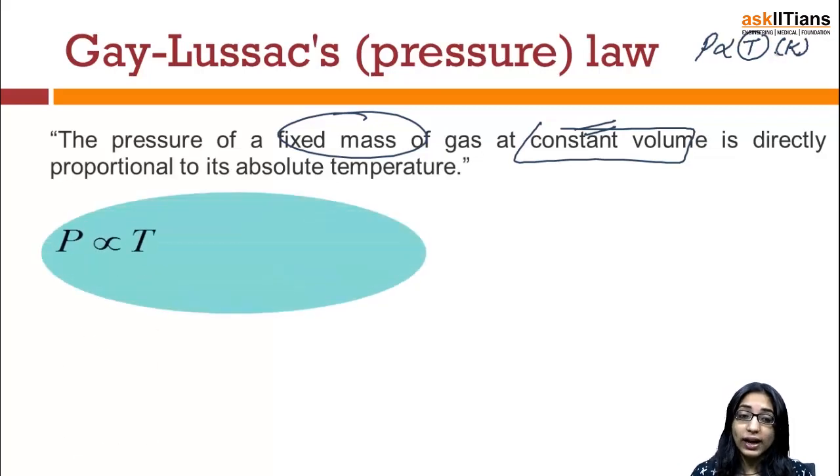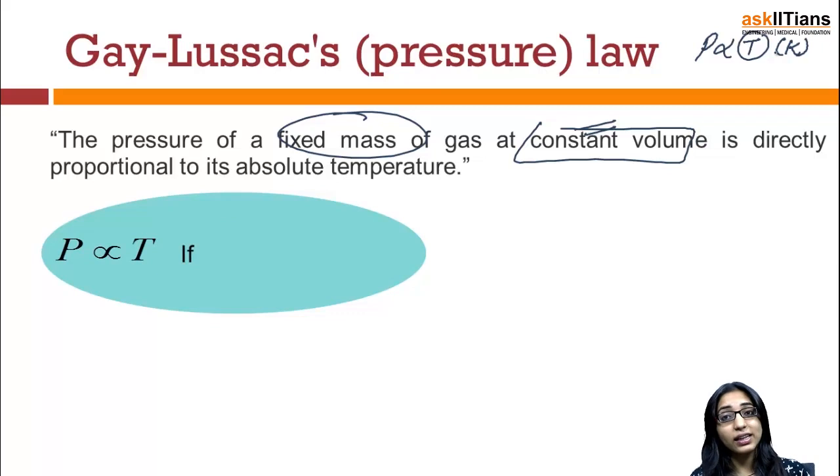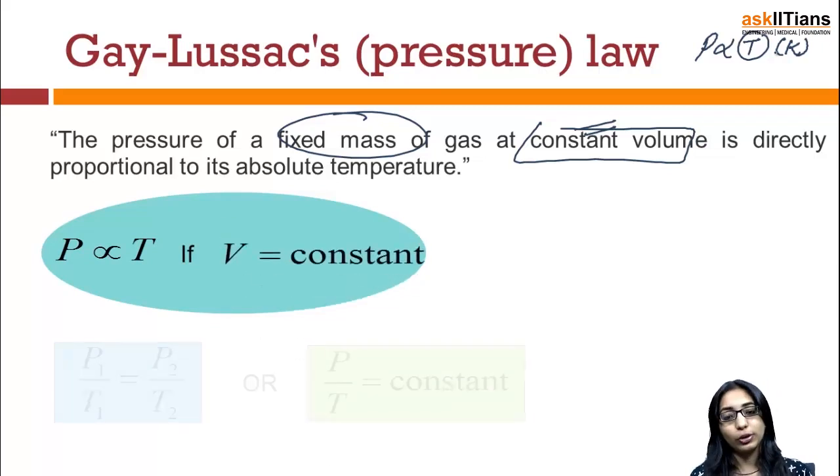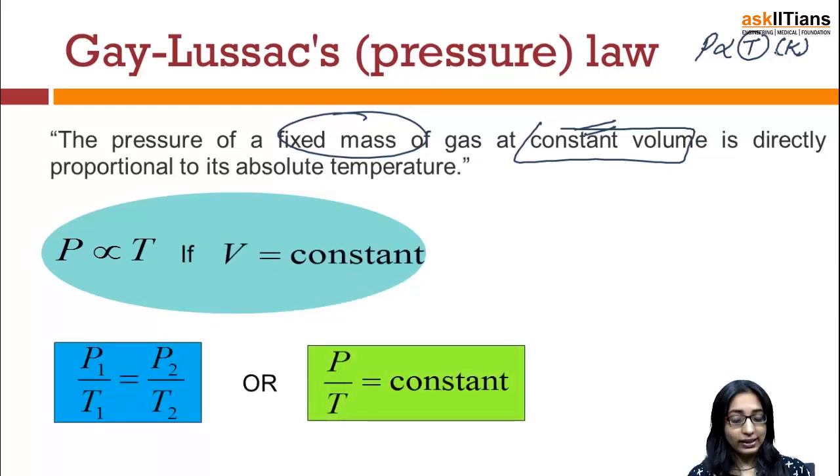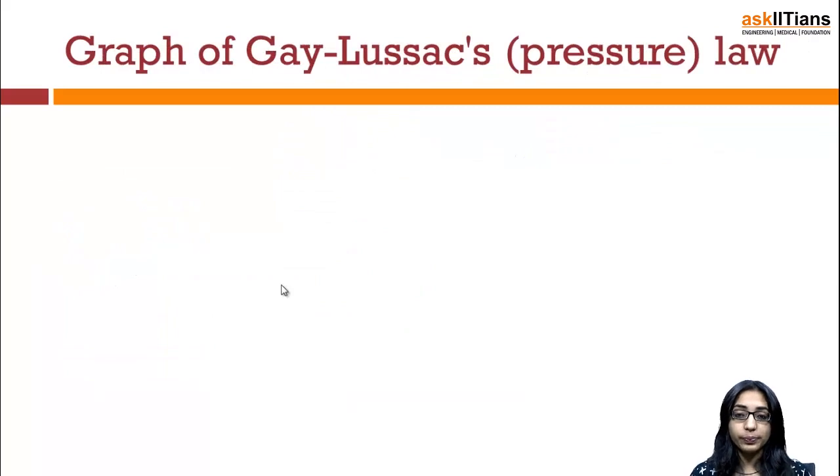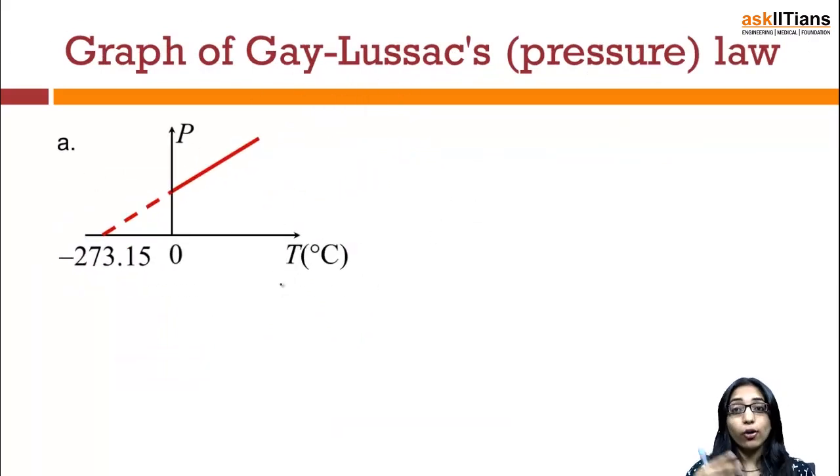So if I ask you to write, you will simply write P is directly proportional to T if volume is kept constant. And the way we did for the earlier two laws, I can simply write that since P is equal to KT, you take T in the denominator, so P by T is nothing but constant. So you can say P by T is constant, or P1 by T1 is equal to P2 by T2.